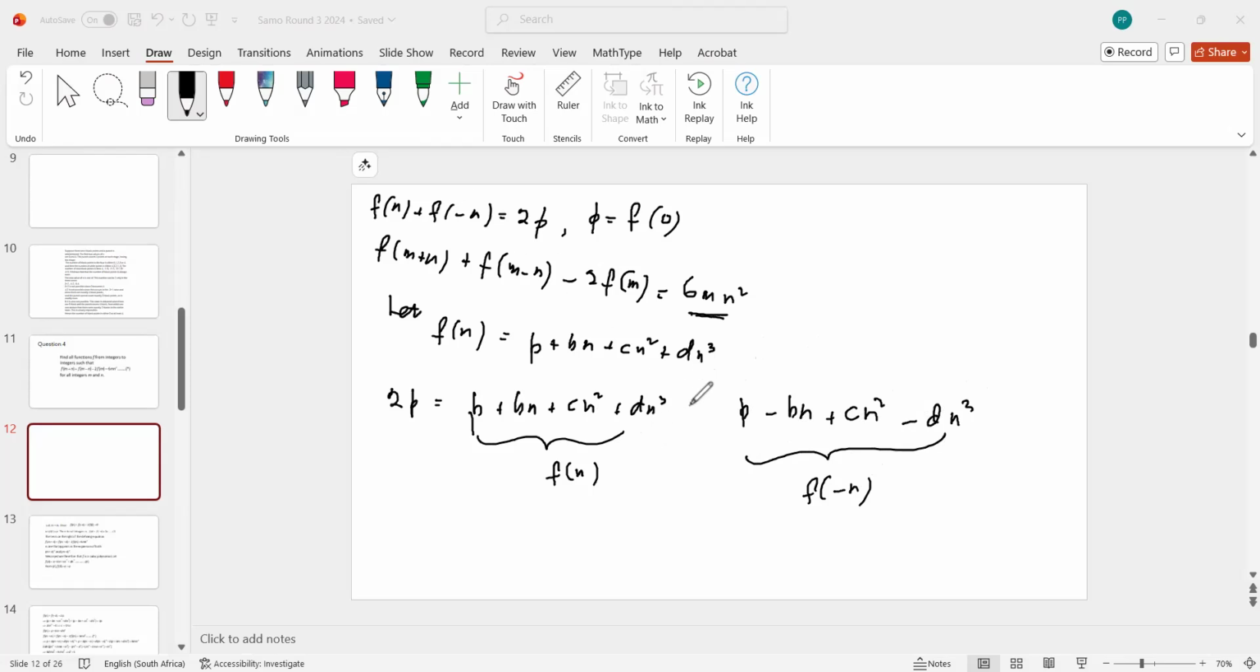And when you add these two, you're going to get 2p. Well, you'll see here that p plus p cancels. bn minus bn cancels. dn cubed cancels. Or p plus p will cancel with this 2p. So you have 0, and you'll have 2cn squared. These are the only survivors. And therefore, this is no matter what your n is. So you can make n equal to 1, for instance. Then you get c equals 0.